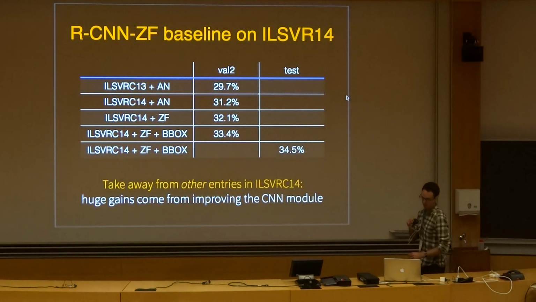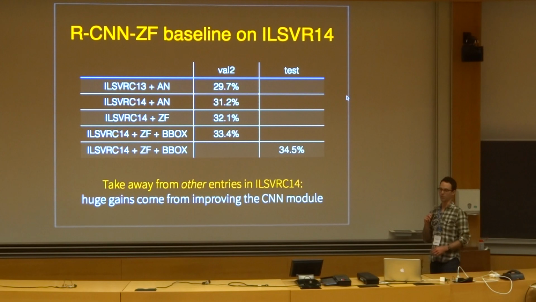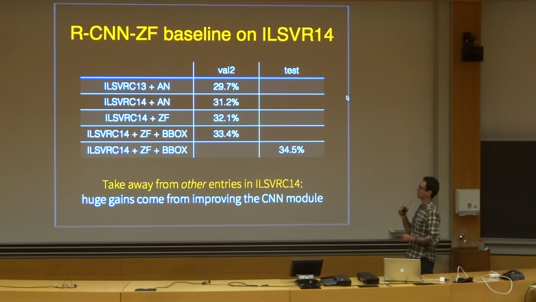In our entry into this competition, we mostly wanted to look at a baseline system and compare how the added training data affects that system from last year's competition to this year's competition. Looking at the validation two split of the data, we did some controlled experiments first with AlexNet, that's AN, and then with the Zeiler-Fergus network architecture.